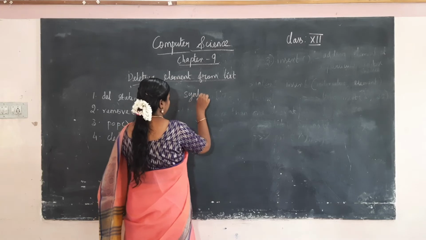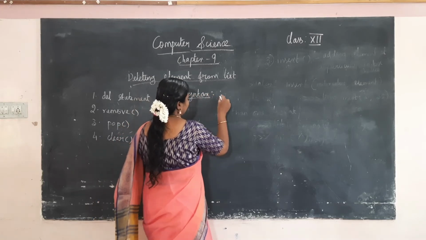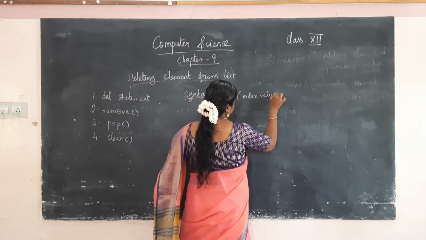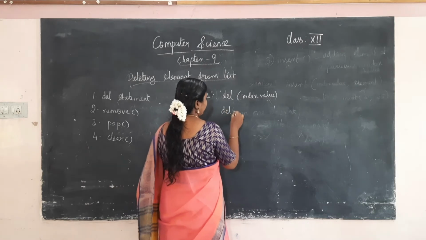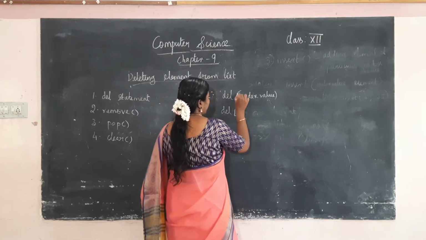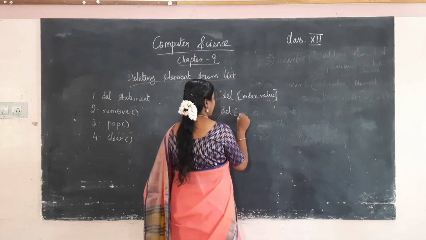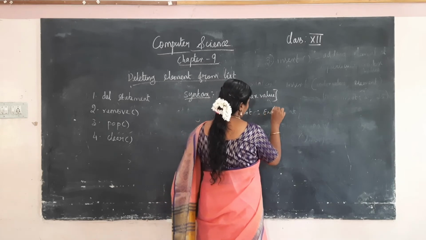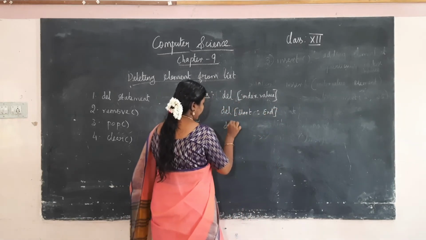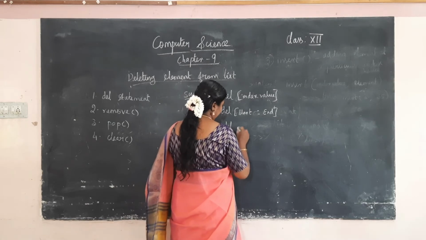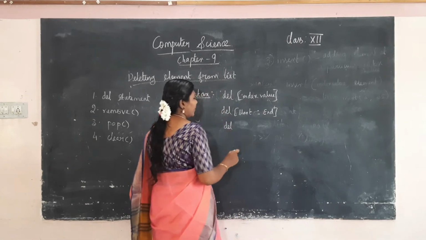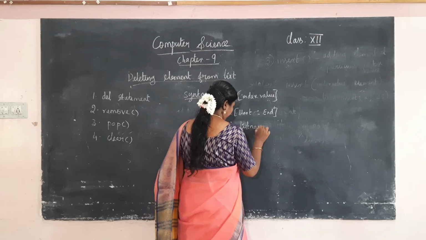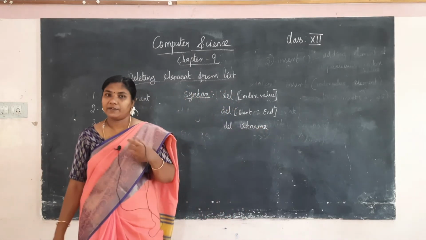Syntax is, del index value, and again we can have del with the square bracket and here the start to end index value only, and then we can have del list name. If you give del and then the list name, the entire list will be deleted.